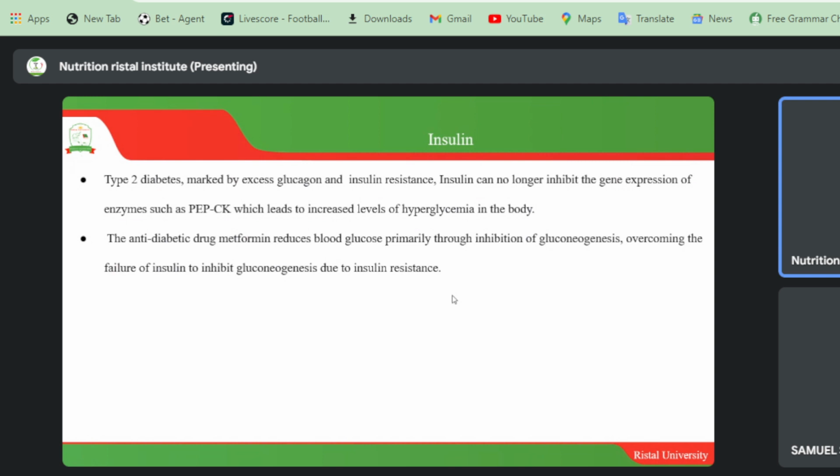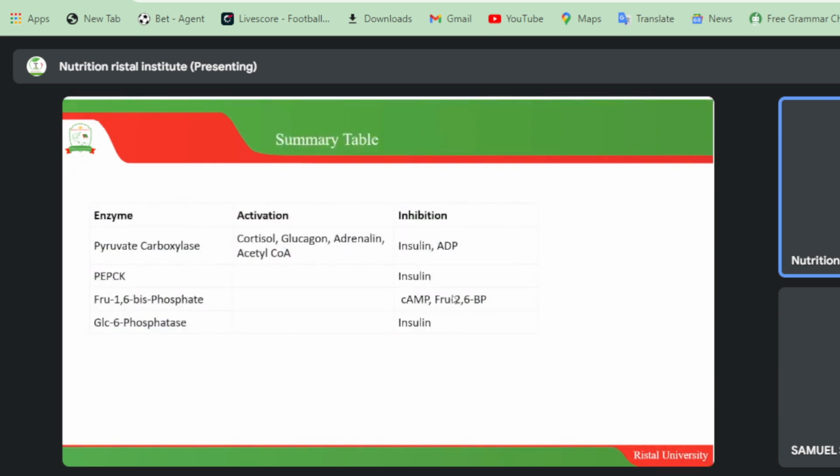diabetic person so much. But here, the pharmacists have come up with an anti-diabetic drug, and this drug is called metformin. This will reduce your blood glucose primarily through the inhibition of gluconeogenesis. It helps in inhibiting that because your body has a failure to respond to insulin. So this will help your body not to continuously produce glucose through gluconeogenesis. Hopefully this is clear, and that can be a very good synthesis question if you get to understand.